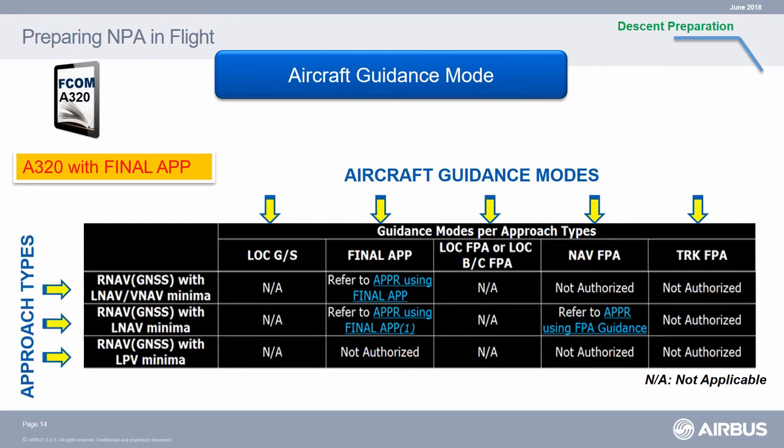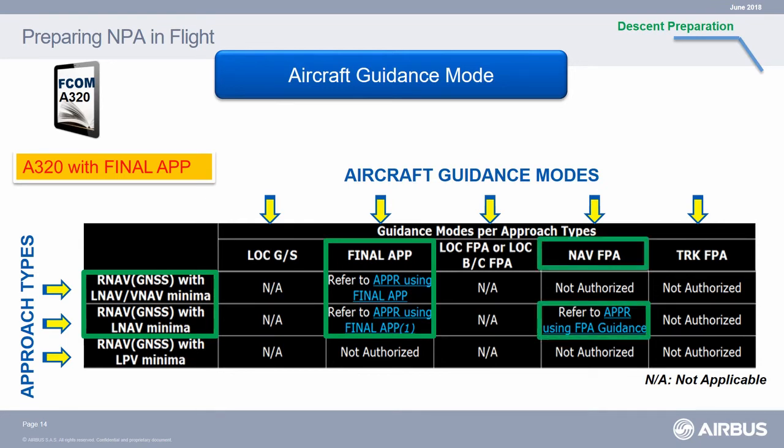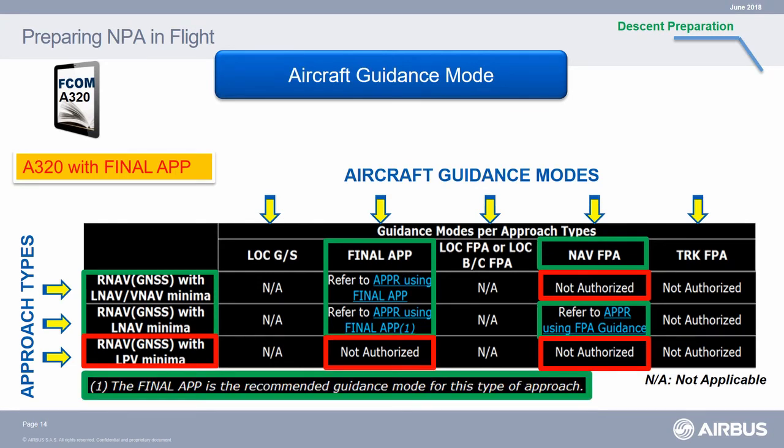If we take an example of an A320 fitted with the final APP mode, we have our LNAV GNSS approach with LNAV VNAV minima or LNAV minima. We can see that we can use the final APP mode. We can use also the NAV FPA mode, but only for LNAV minima, because for LNAV VNAV minima, you need to have a vertical guidance to use this minima. And as we said, LPV minima cannot be used. We always recommend the use of a full managed guidance to fly non-precision approaches. So for aircraft fitted with final APP mode, the final APP is the recommended guidance mode for the approach.